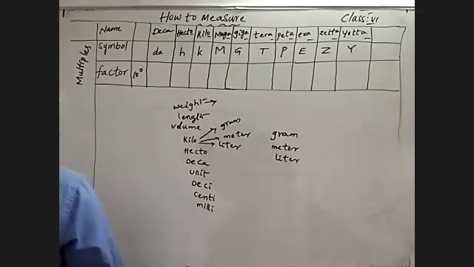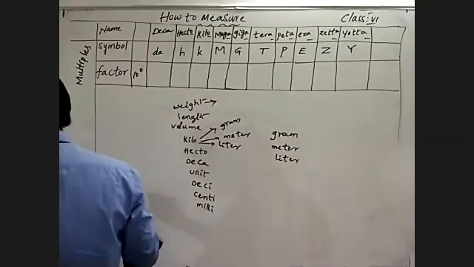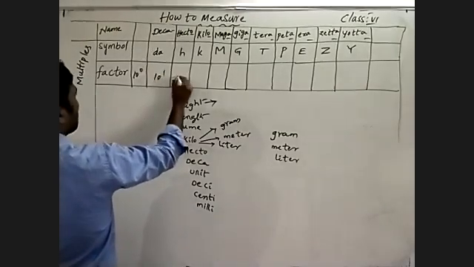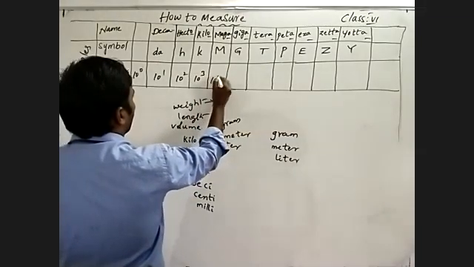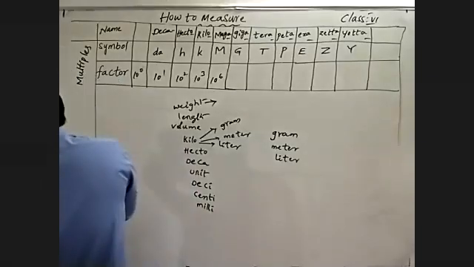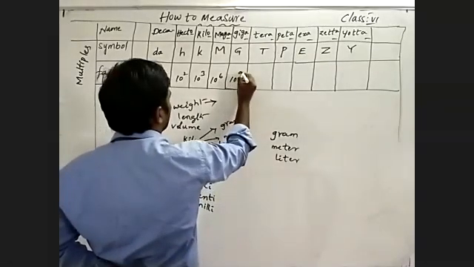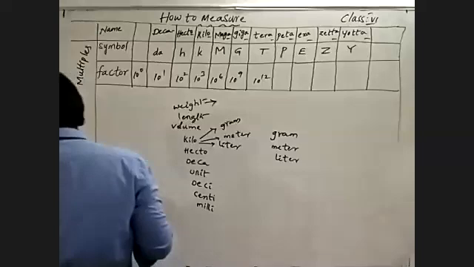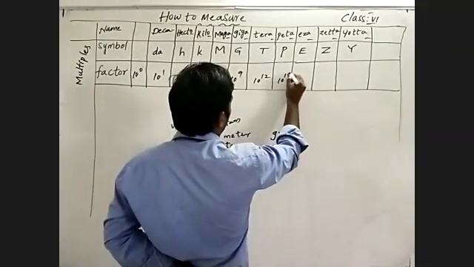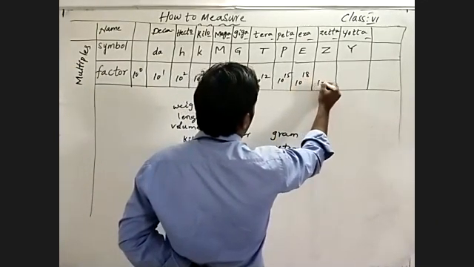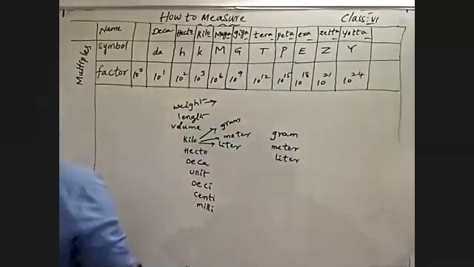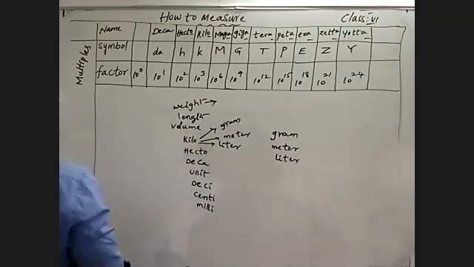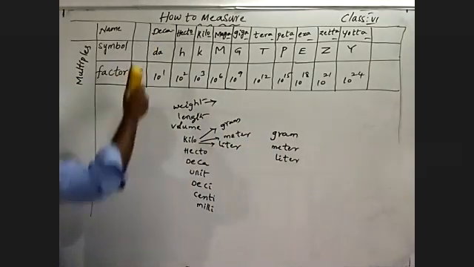Then what is the value? It means the factor to that. We can write 10 to the power of 1, 10 to the power of 2, 10 to the power of 3, 10 to the power of 6, 10 to the power of 9, 10 to the power of 12, 10 to the power of 15, 10 to the power of 18, 10 to the power of 21, 10 to the power of 24. These are the factors for those.